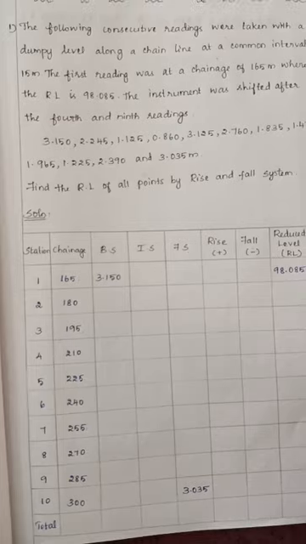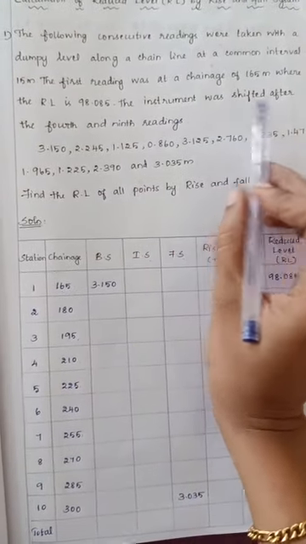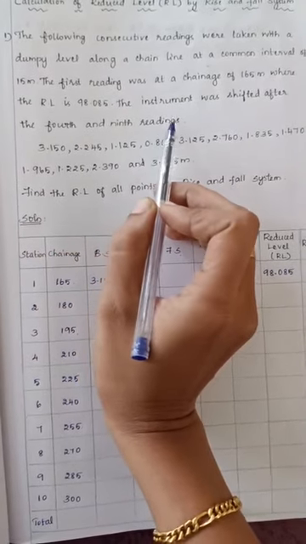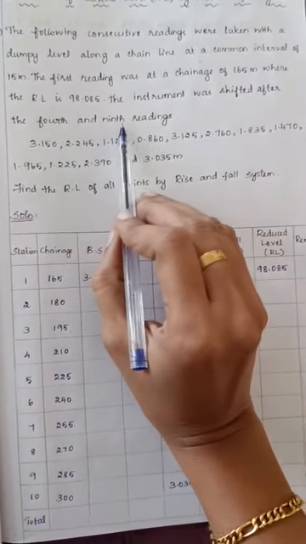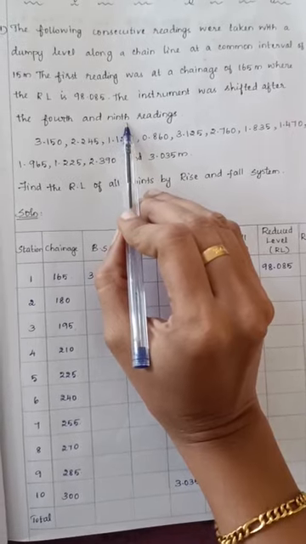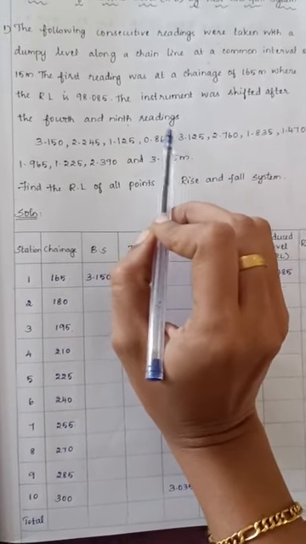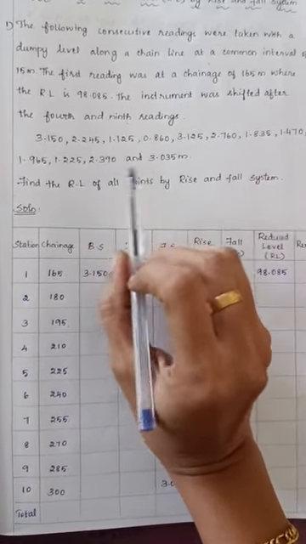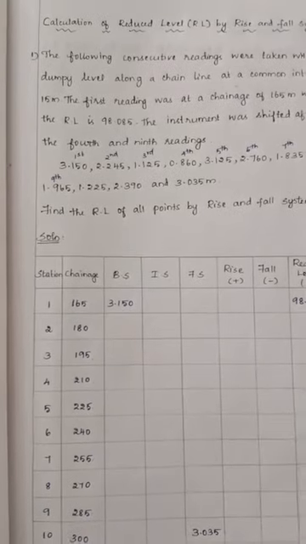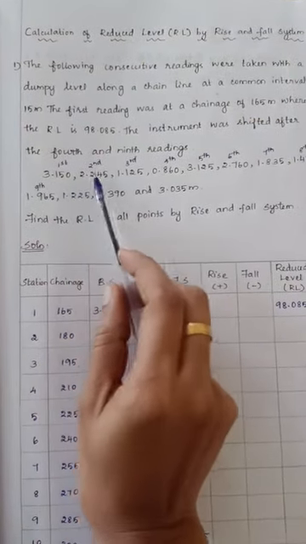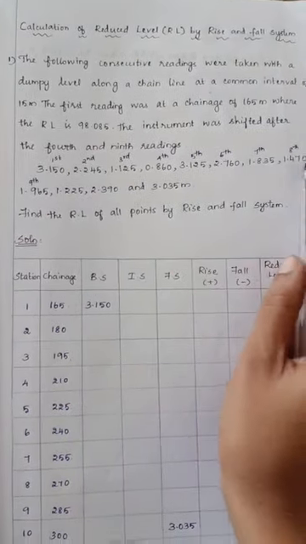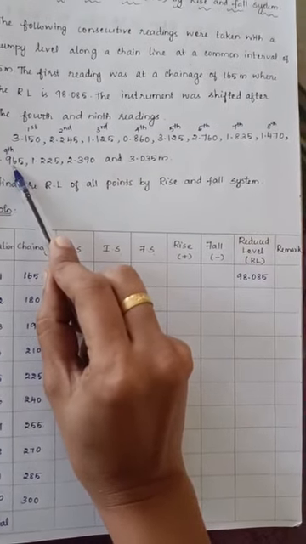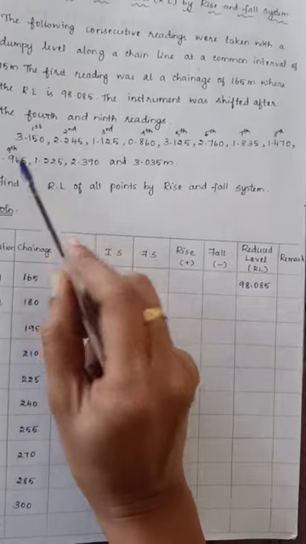In the question they give the instrument was shifted after the 4th and 9th reading. Therefore, you have to mark the 4th and 9th reading as a changing point in the remark column and the 4th value and 9th value must be entered in the foresight column. Therefore, mark the readings as 1st, 2nd, 3rd, 4th, 5th, 6th, 7th, 8th, 9th. You have to mark the 4th and 9th reading as a foresight reading.